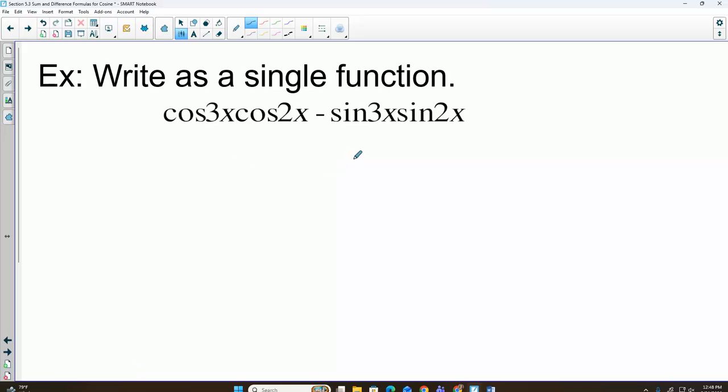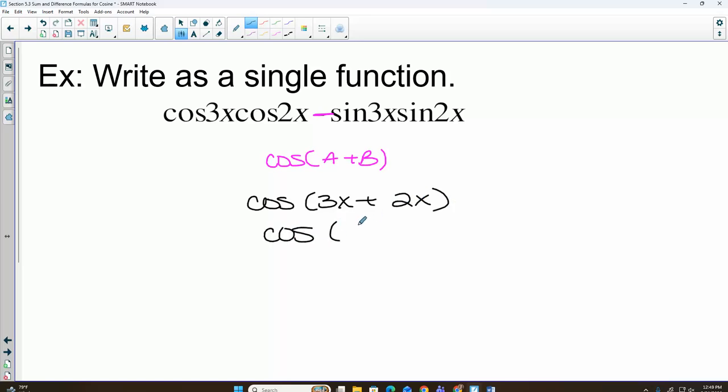I'm asking for a single function, so I'm not getting a number answer here. What I'm wanting you to recognize is you have cosine cosine minus sine times sine. What's that the formula for? So what's my A? And my B? So that's just the cosine of 5x. That's all we can do to simplify.